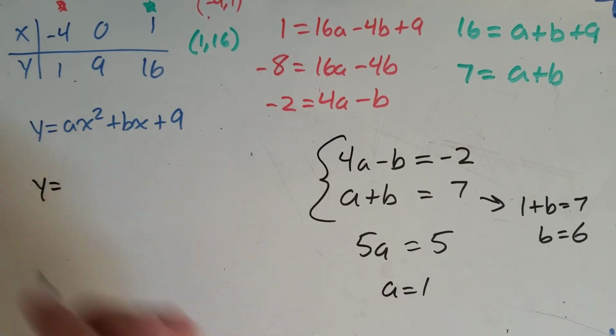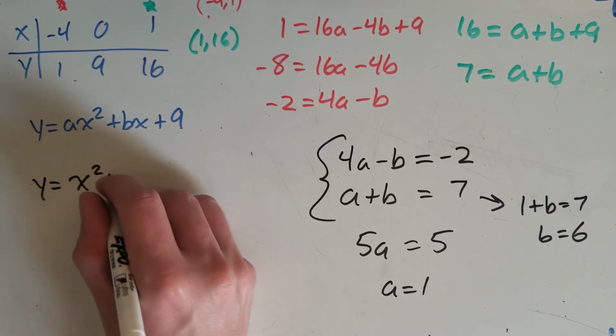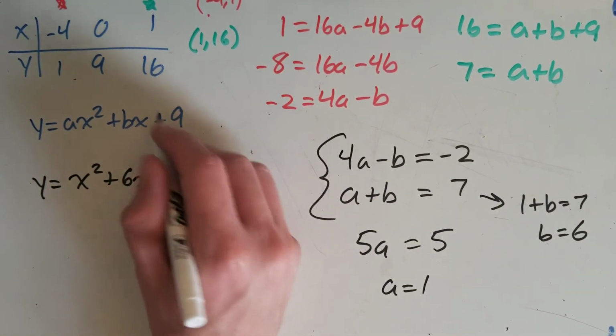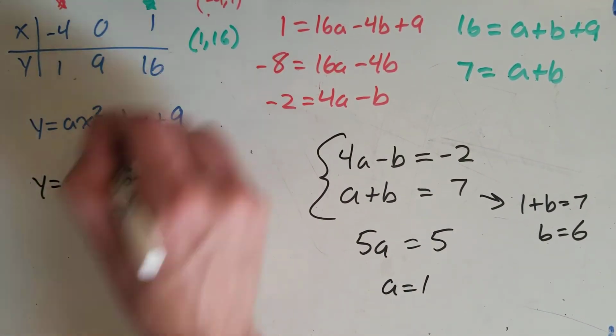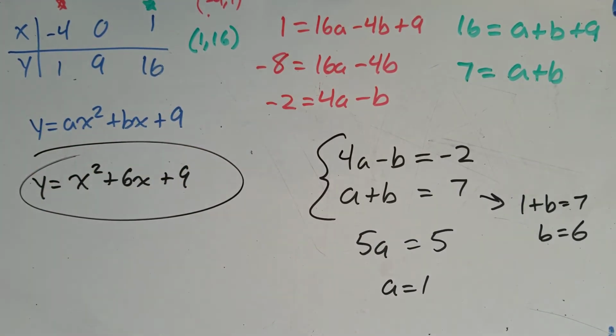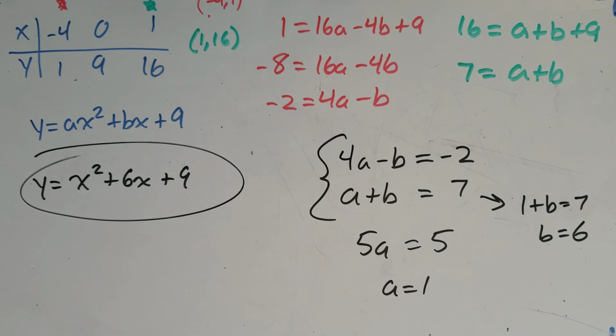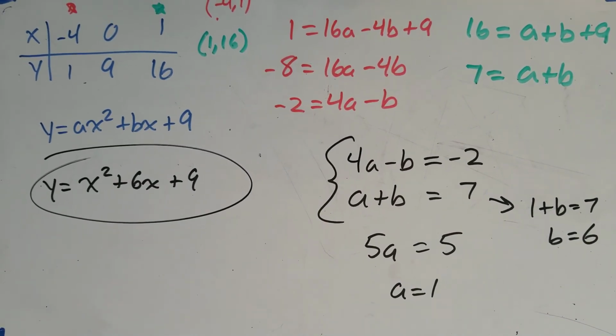And you can substitute in. A is 1, so it's x squared, plus b is 6, so 6x. And we already knew c was 9 because we were given the y-intercept. So there's our equation for the parabola through these 3 points. Let's move on to the next one over here.